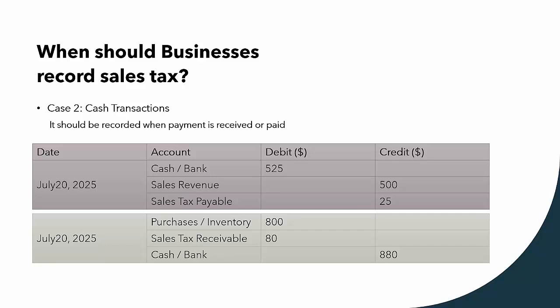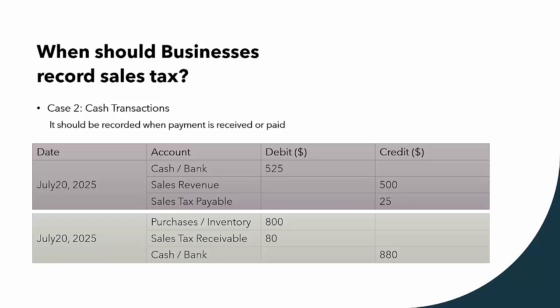Let's say a customer comes to your store and buys an item for $500 plus a 5% tax, which is $25. Since they are paying in cash, you must record the sales tax of $25 immediately. You do not wait until later. You record it at the same time you receive the money.